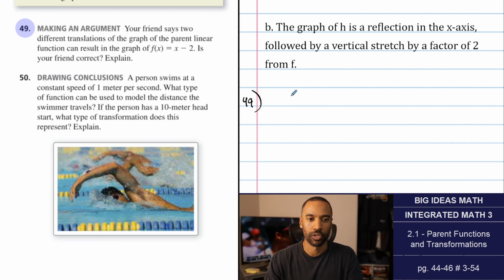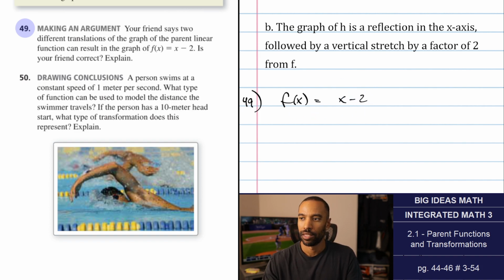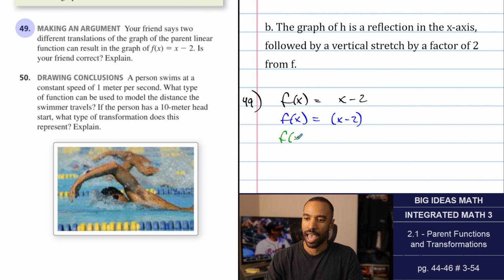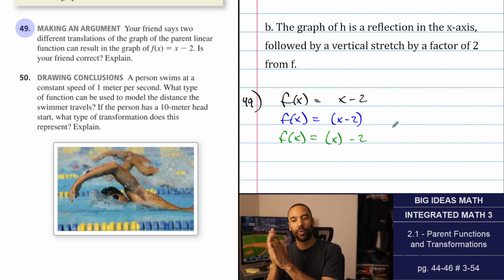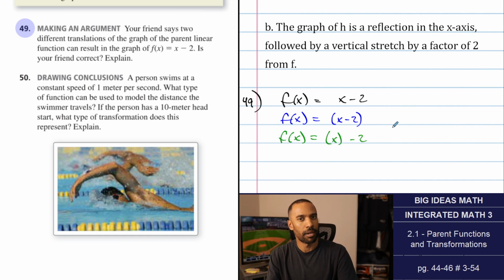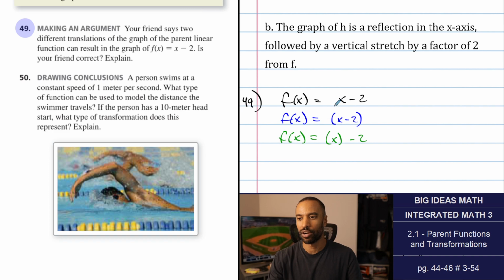There are two different ways you can look at f of x equals x minus 2. You can either look at it as f of x equals x minus 2 or f of x equals x minus 2. Now, are the parentheses doing anything to my numbers? Not really. When you consider everything else around it, though, this would be like a 1 times that. Stretch factor is 1, doesn't change that, right?